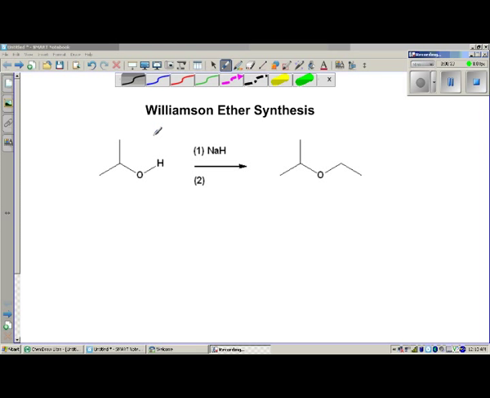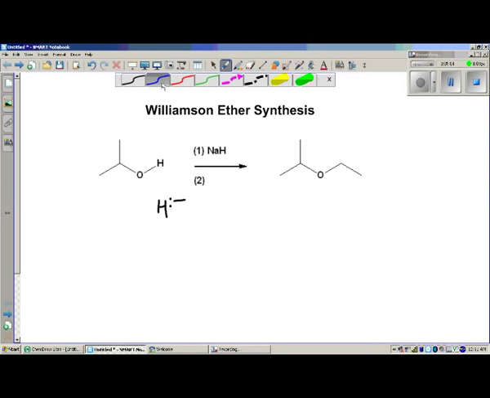So let's actually take a look at this reaction here. You can see it appears to be two steps. One is sodium hydride, which you may have seen before. If you remember, sodium hydride is actually, let me draw it here, H minus. So essentially a negatively charged hydrogen. And that, in this case, is going to act as a base.